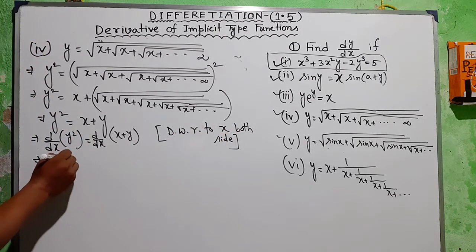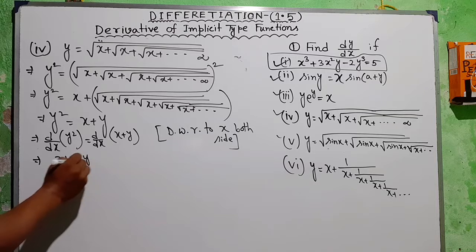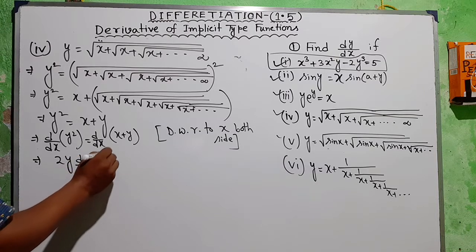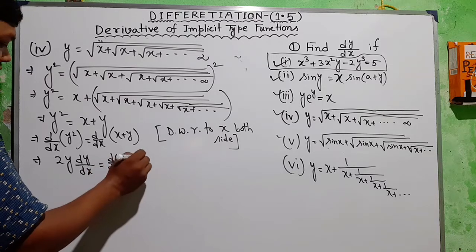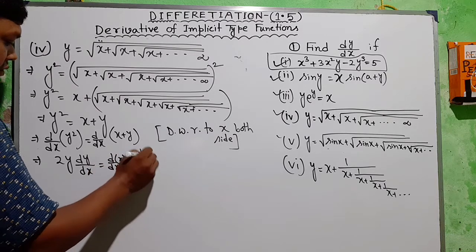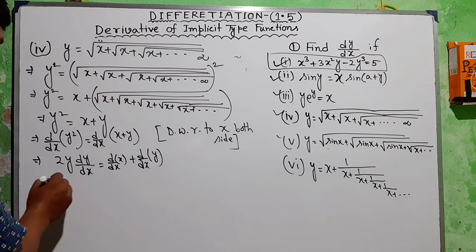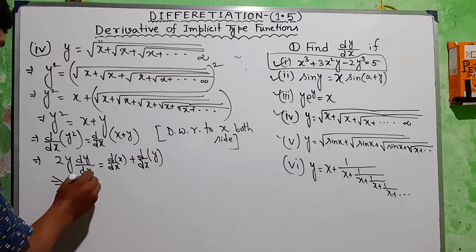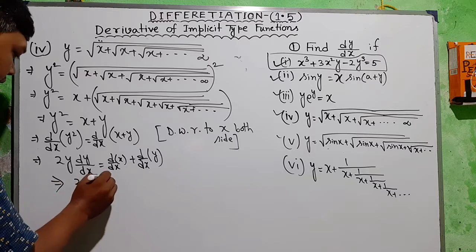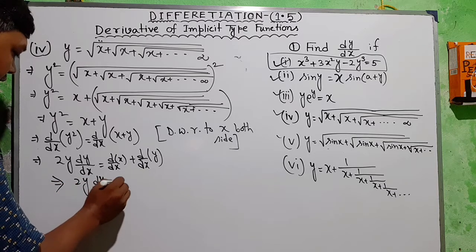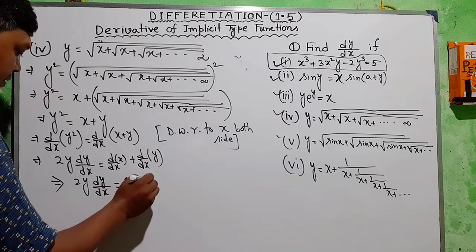So now, differentiating with respect to x: d/dx of y squared equals d/dx of x plus d/dx of y. So 2y dy/dx equals 1 plus dy/dx.